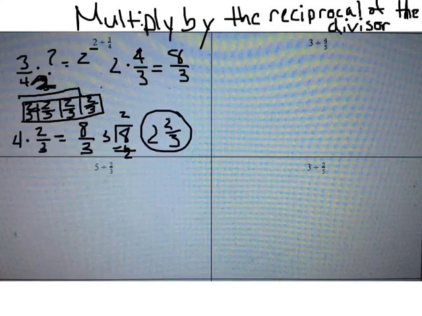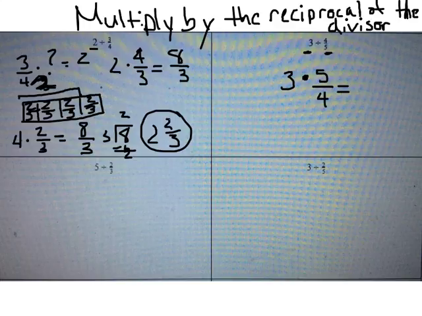Let's do another example. 3 divided by 4/5. This time I'm just going to use the standard algorithm. Remember, 3 is the dividend and 4/5 is the divisor. My dividend is always going to stay the same, but I can multiply by the reciprocal of the divisor. What's the reciprocal of 4/5? It's 5/4.